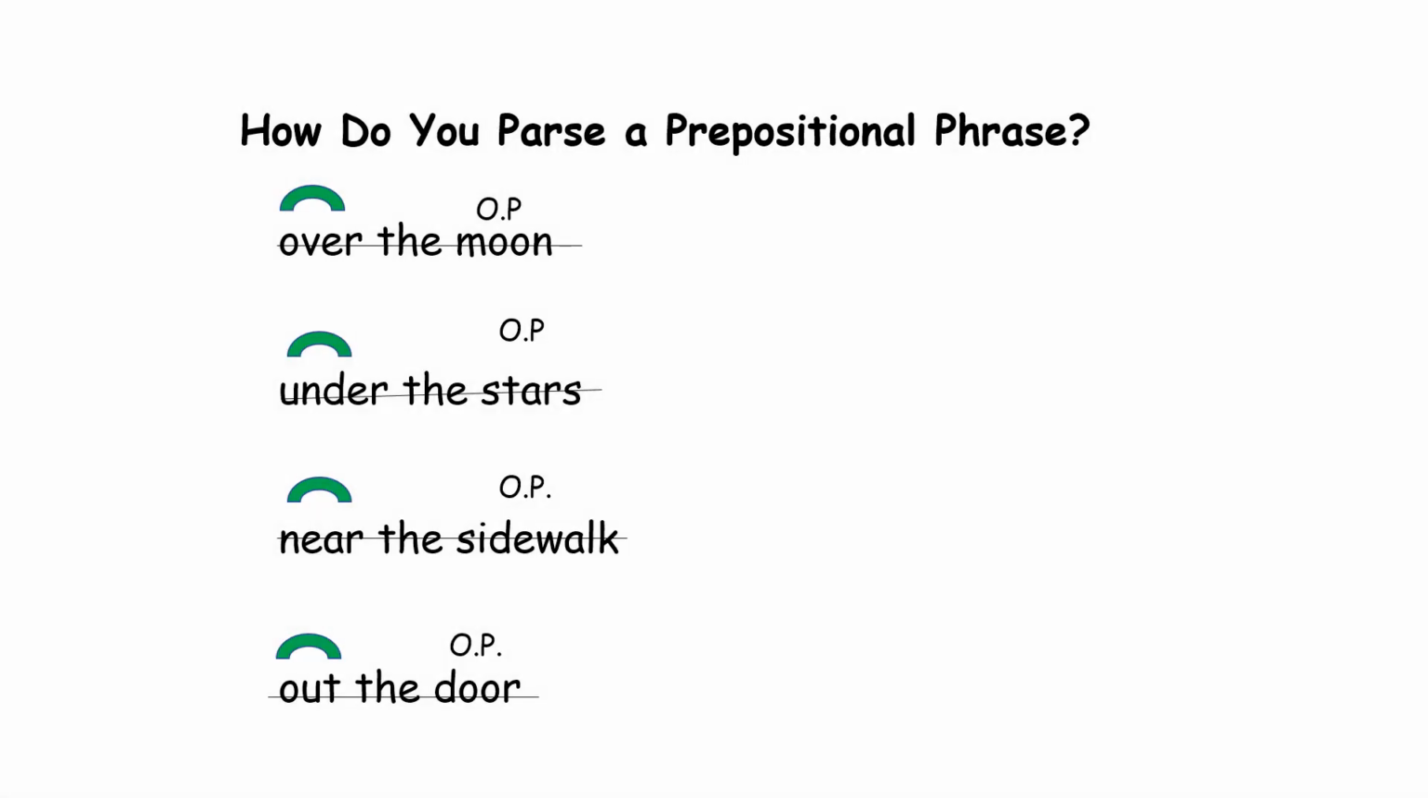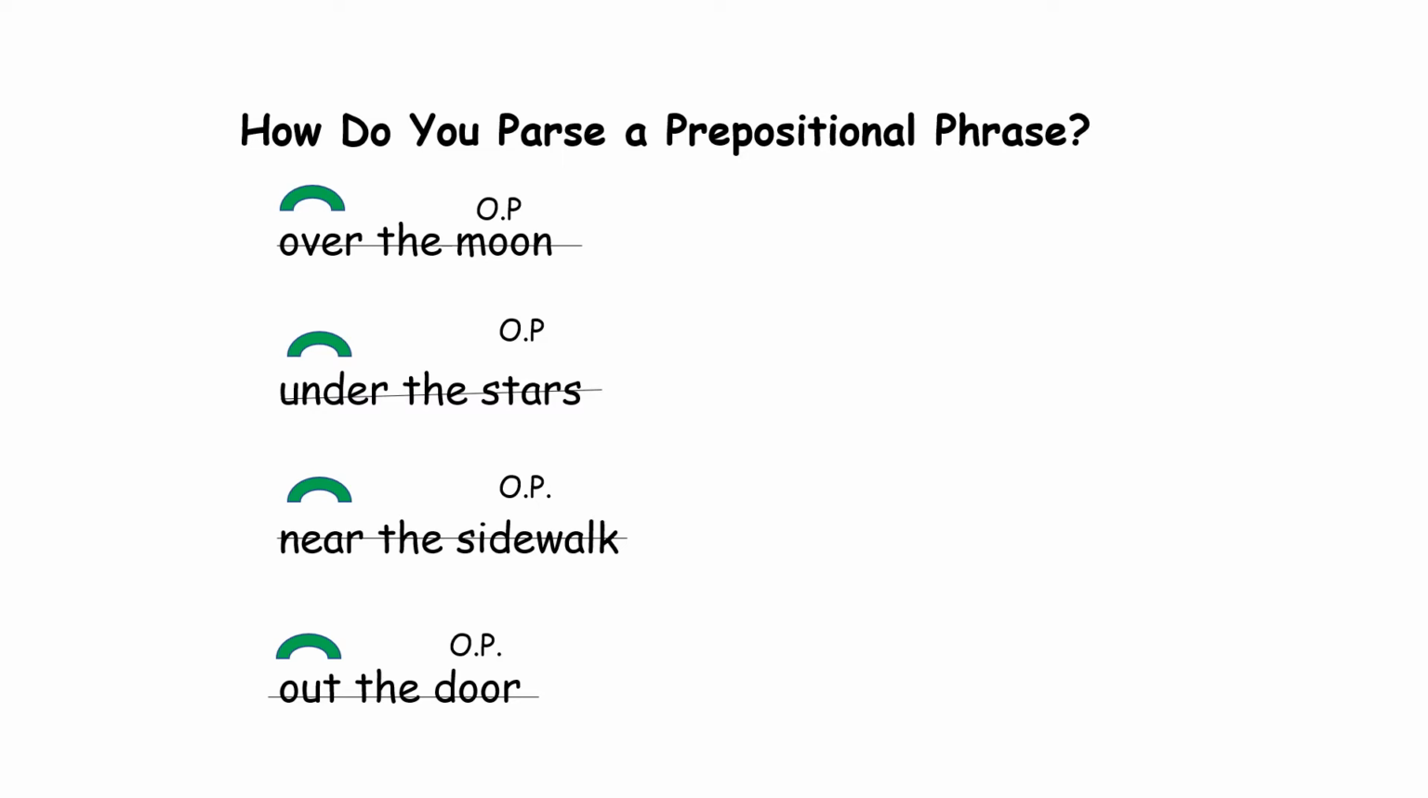So how do you parse a prepositional phrase? Well, let's take a look at the first prepositional phrase. Over the moon. Over is a preposition, so we put our preposition symbol of a green horseshoe over it. We mark it out because our prepositional phrase begins with a preposition and ends with a noun or a pronoun.